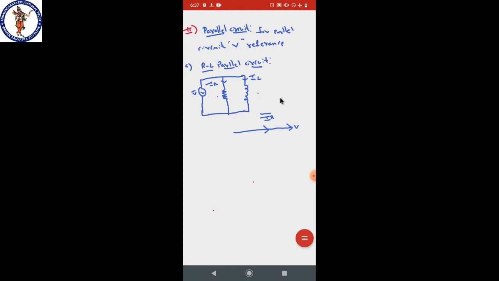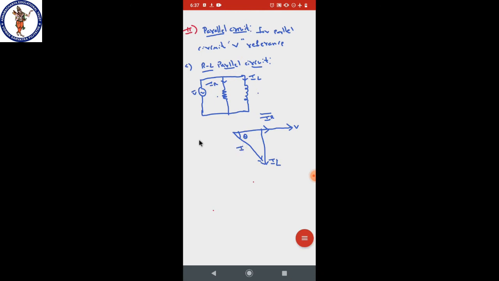The current IL with respect to V will be 90 degrees lagging, in the anti-clockwise direction. Here is IL. Now the total current will be I. This is the total current I. This is the angle theta. This is IR, this is IL, and this is the total current I.